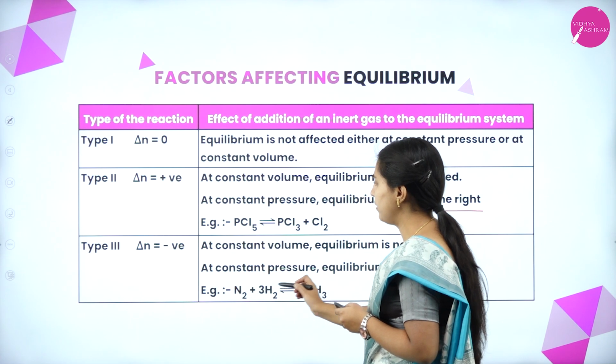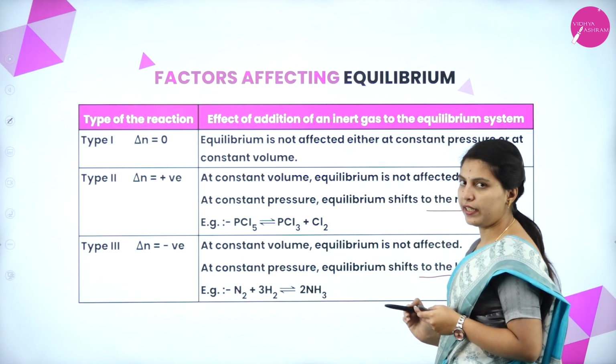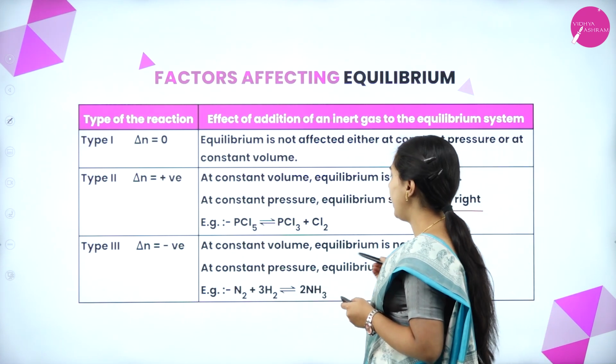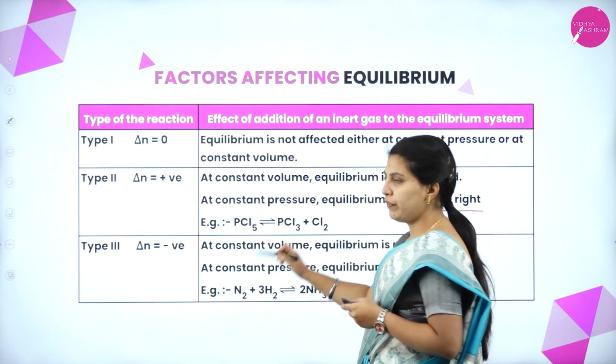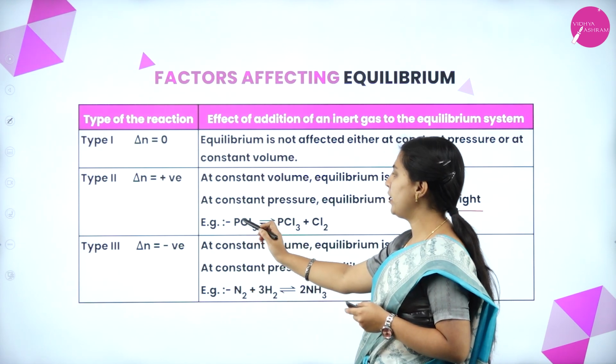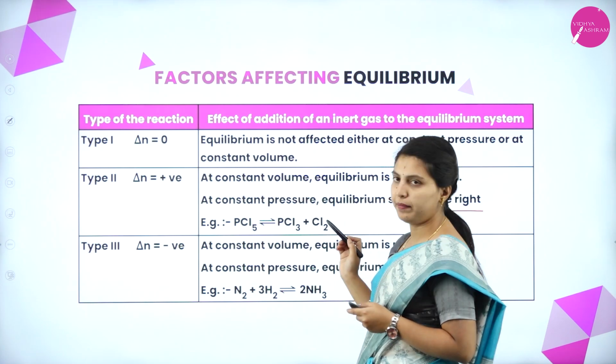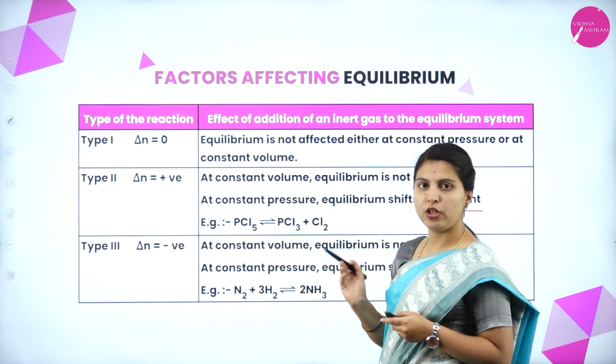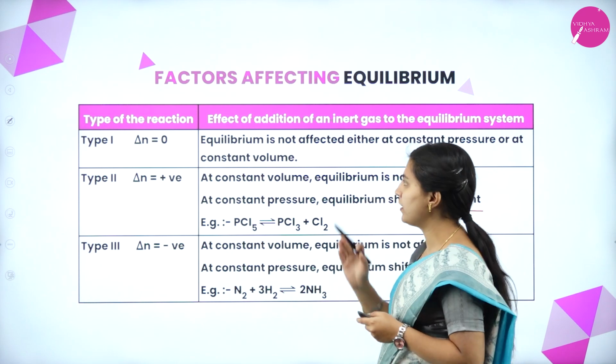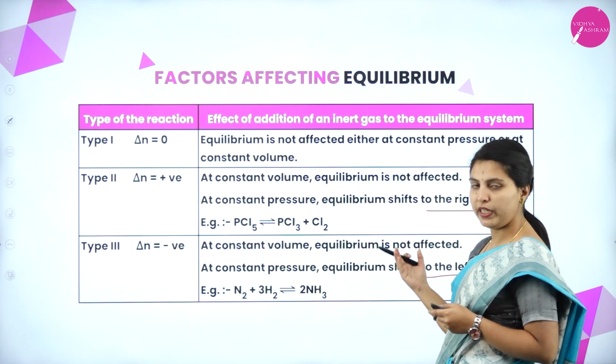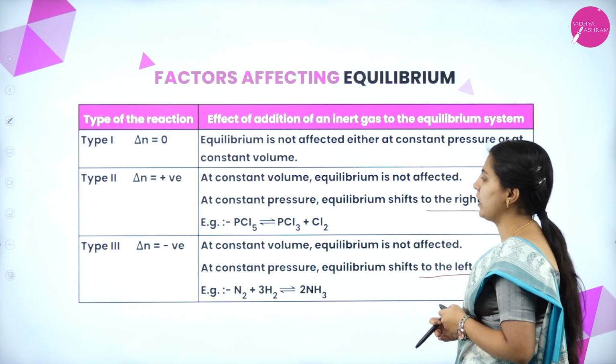Okay, N2 plus 3H2 gives NH3, that is ammonia. Here at constant pressure equilibrium shifts to the left, whereas in the previous example at constant pressure equilibrium shifts to the right. But on both sides, at constant volume, it is not affected. Okay, these are the three types of reaction in the effect of addition of inert gas.